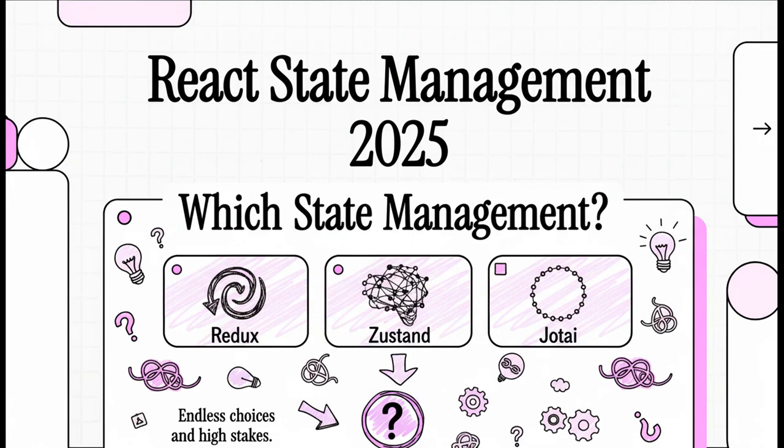Okay, so if you're a React developer, you know this feeling. You're kicking off a brand new project, and right away, that big nagging question pops into your head. Which state management library am I going to use? Redux? Zustand? Jotai? The list goes on, and it feels like a super high-stakes decision.